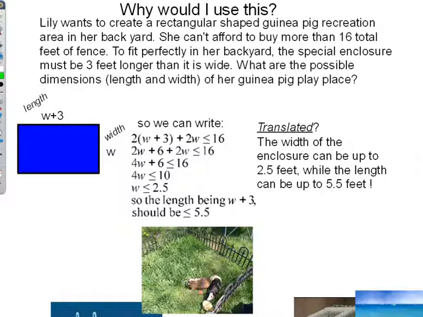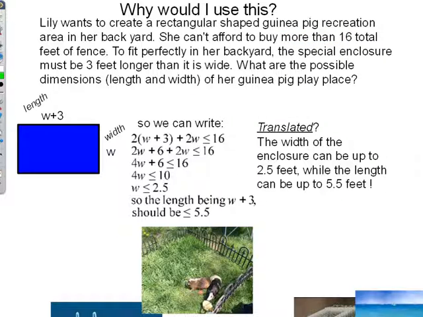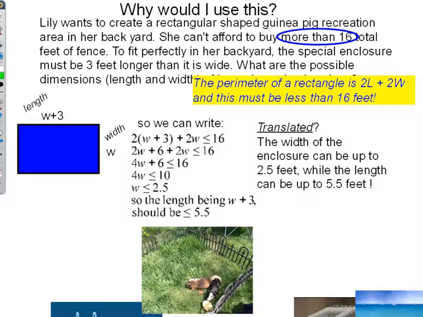When you go to the store, you can't always afford to buy everything you want. Well, we cannot afford to buy any more than 16 total feet of fence. So that's one of our areas where we have a limitation. And looking at some of the other things, it's got to fit perfectly in our backyard. The special enclosure must be 3 feet longer than it is wide. So again, here's where we're looking at some of those limitations.